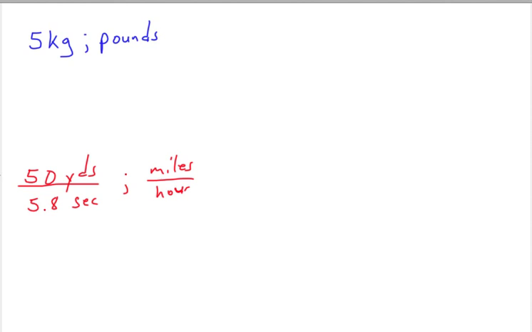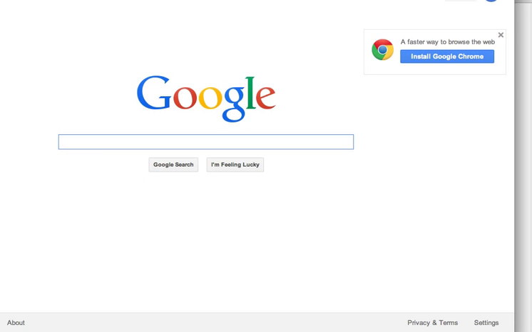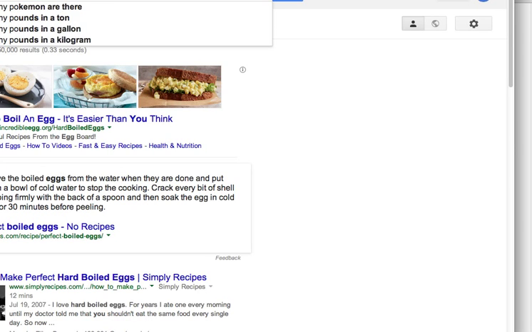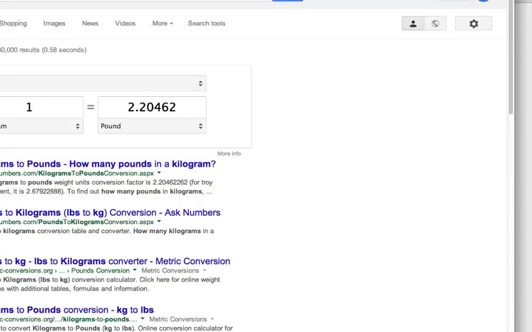Alright, let's try 2 more. If we want to change kilograms to pounds, again, we're going to start by making our fraction, 5 kilograms over 1. Conversion factor of kilograms to pounds, I don't actually know what that is, so I'm going to search the internet. So I could say how many pounds are in a kilogram. There we go. So 1 kilogram equals 2.20462 pounds. So it sounds like I'm going to need a calculator for this one.